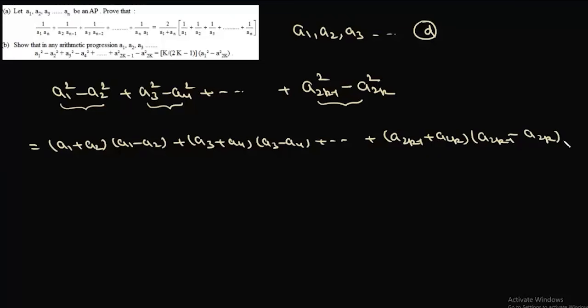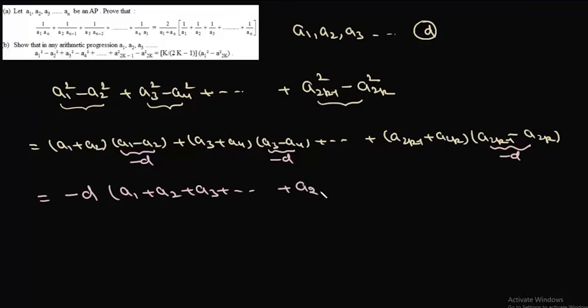Now we know that in an AP, the difference between any two successive terms is either D or minus D. Since it is A1 minus A2, it will be minus D. It will also be minus D, and in the same way, it is also minus D. So we'll take this minus D common, and then we'll have A1 plus A2 plus A3 plus A4 up to A2k, which is the sum of the first 2k terms of an AP.